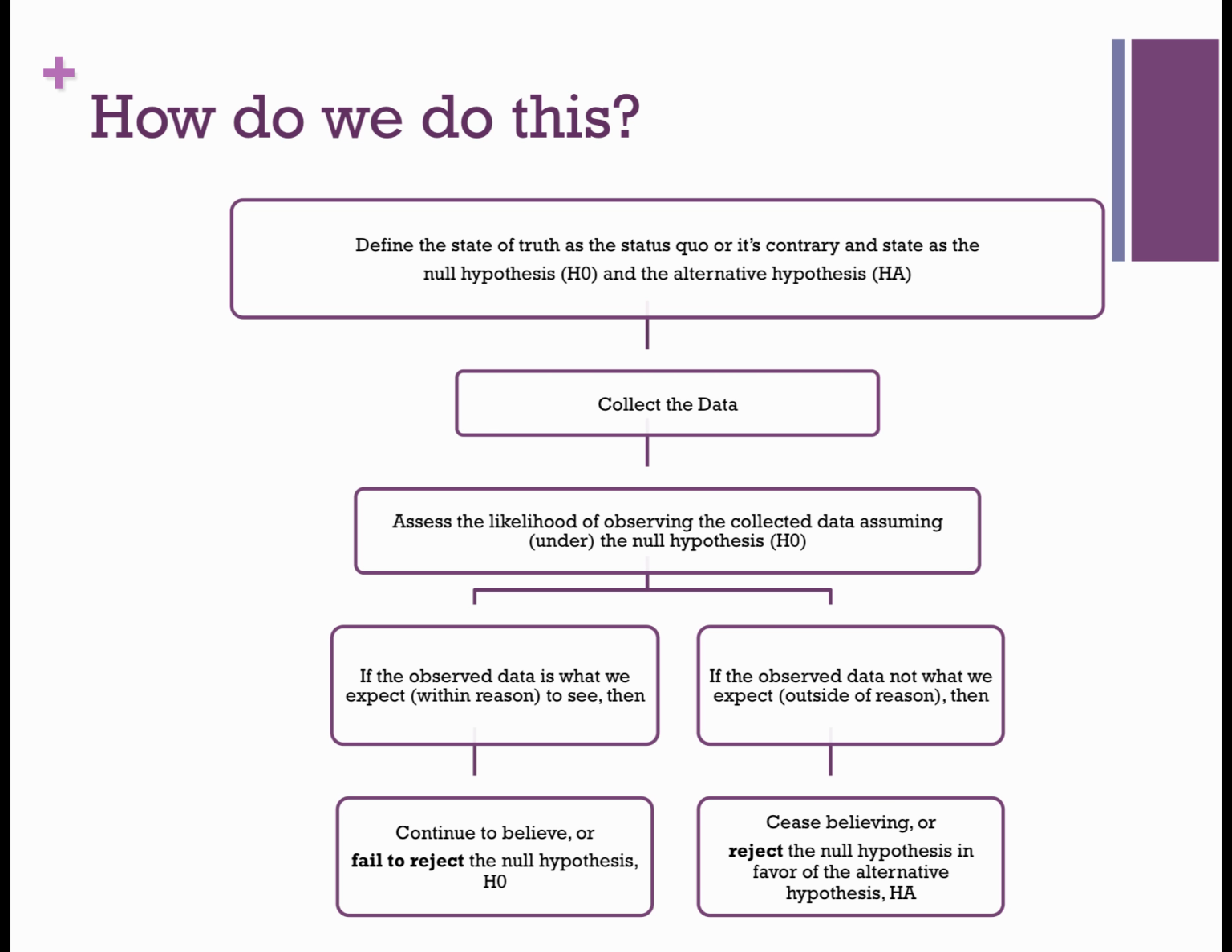There are only two options in statistical testing. We're going to start by assuming the null is true. We're going to use our data to make a determination if we continue to believe the null hypothesis or if we change our minds to believe the alternative hypothesis.